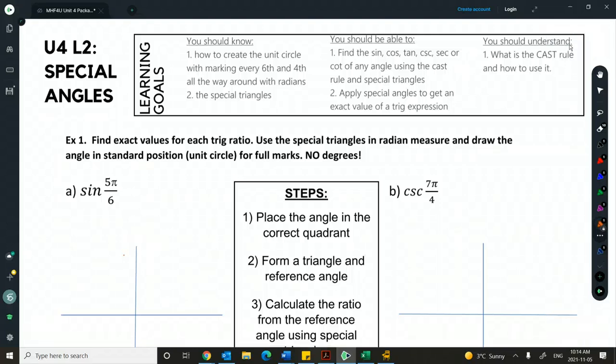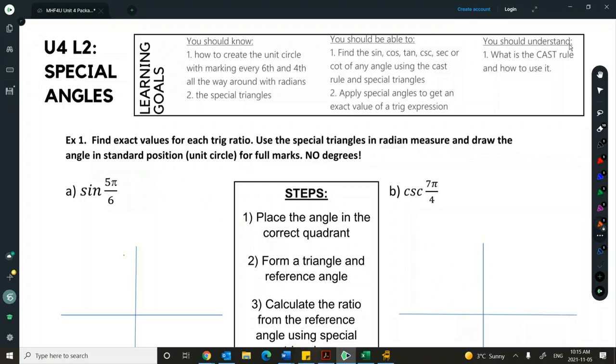All right, so we're going to repeat a process that we learned in grade 11, which was how do we find exact values of angles that are greater than 90 degrees? So they fall in quadrants 2, 3, and 4. And we're going to do this in radians. What we're going to use for this is the special triangles that we reviewed in our last lesson, so special triangles with radians.